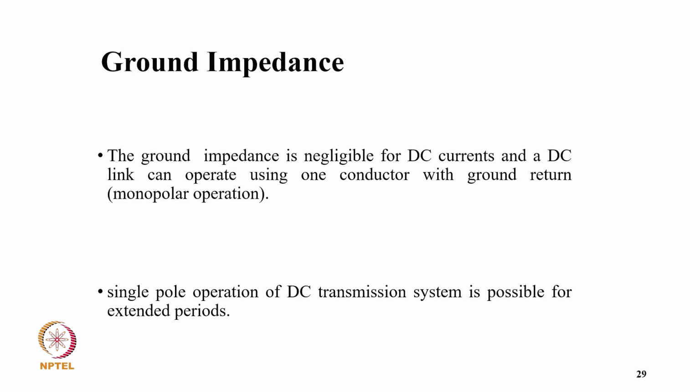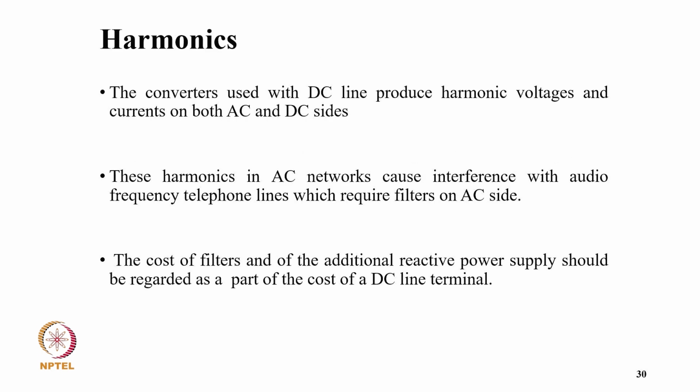Coming to ground impedance, the ground impedance is negligible for DC currents, and a DC link can operate using one conductor with ground return. Monopole operation and single pole operation of a DC transmission system is possible for extended periods.